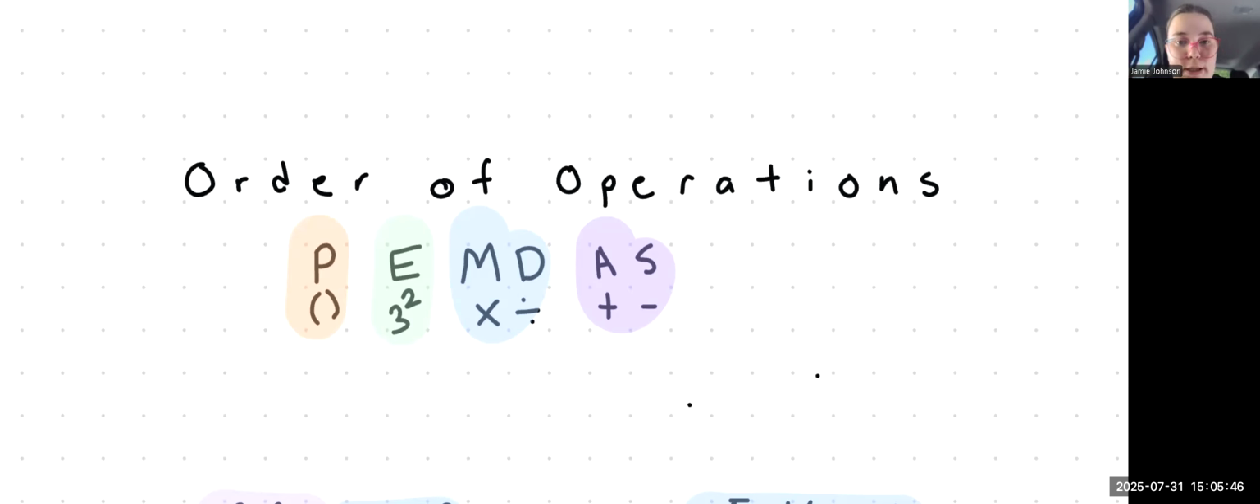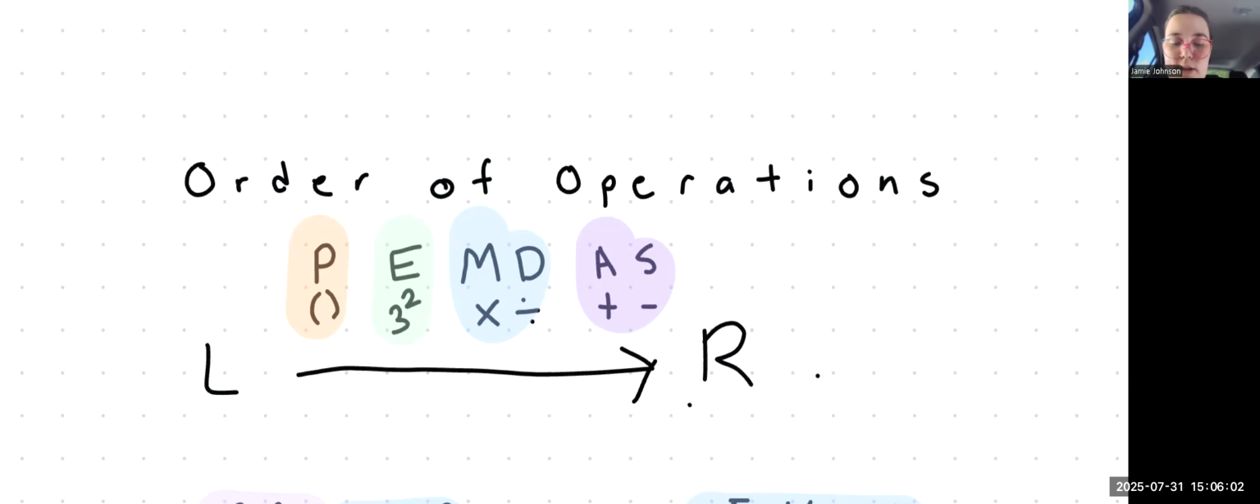You always read math problems from left to right. If this is the left, you go to the right. And you use that fun little colored stuff, PEMDAS, which is an acronym, in the order that it is written from left to right. So P stands for parentheses. You always do parentheses first from left to right until they're all gone.